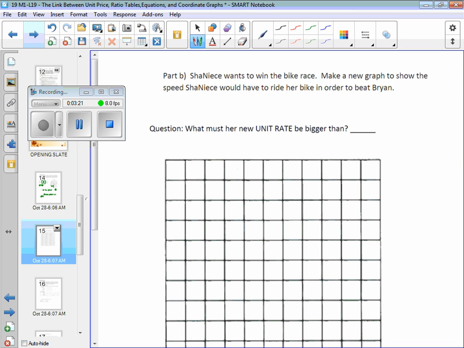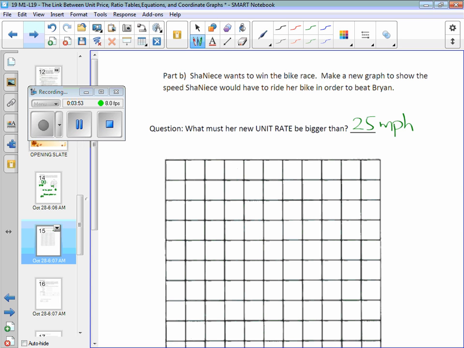5 is not faster than 25 miles per hour, bud. 30? Okay, she would need to go higher than 25 miles per hour. You've already had it in your head that you're going to build your graph at 30 miles per hour. Okay, but what's supposed to go here is the new unit rate has to be bigger than 25, because that's the number she needs to beat.